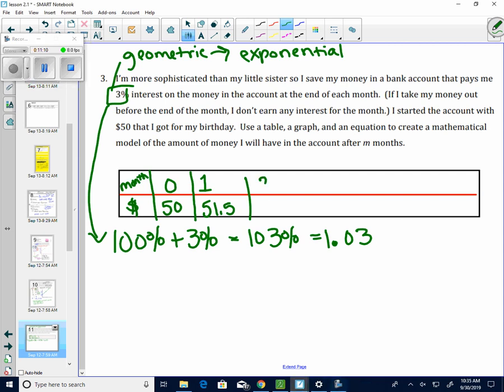So if I continue filling out this chart, I just keep multiplying by 1.03. So on month 2, she would have $53.04. On month 3, she would have $54.64. On month 4, she would have $56.28.